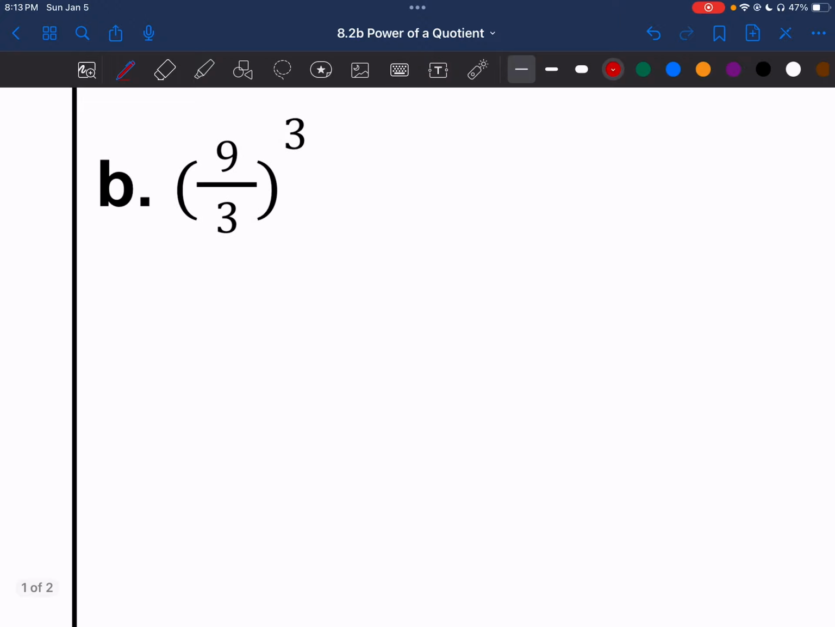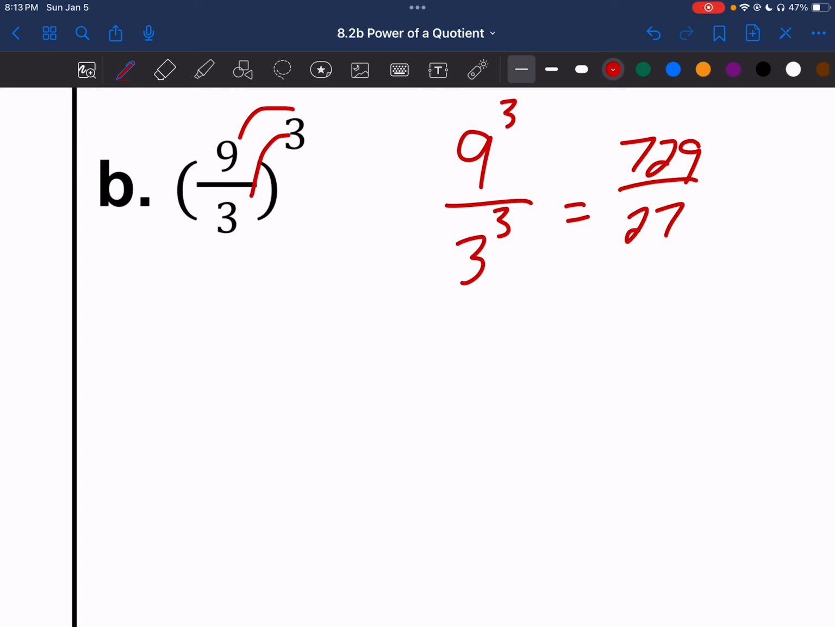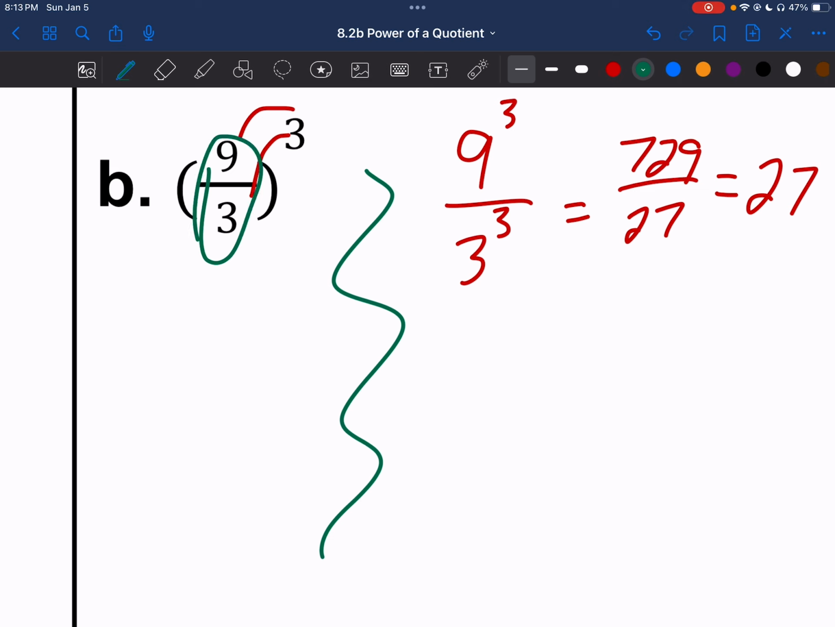Letter B. We have 9/3 to the third power. So conventional wisdom says we apply the exponents. So we do 9 to the third and 3 to the third, which would give us 729 over 27, which when you divide is 27. Now, on problems like this, what I would suggest doing is, first, we'll do our alternate world, I would first simplify inside the parentheses. So 9 divided by 3 is 3, and 3 to the third power is 27.